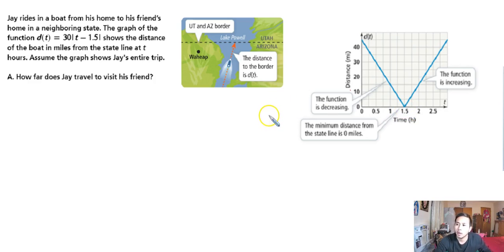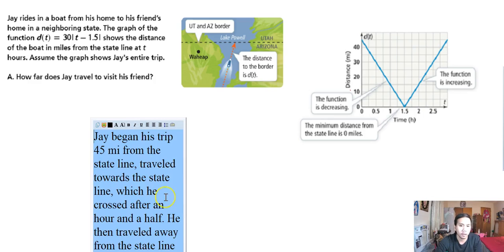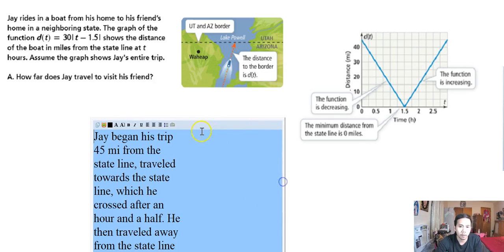Jay began his trip 45 miles from the state line, and maybe I can type that. He traveled towards the state line, which he crossed after an hour and a half. He then traveled away from the state line and was 45 miles from the state line after 3 hours. He traveled a total of 90 miles to visit his friend. So maybe I can do this one. There you go.